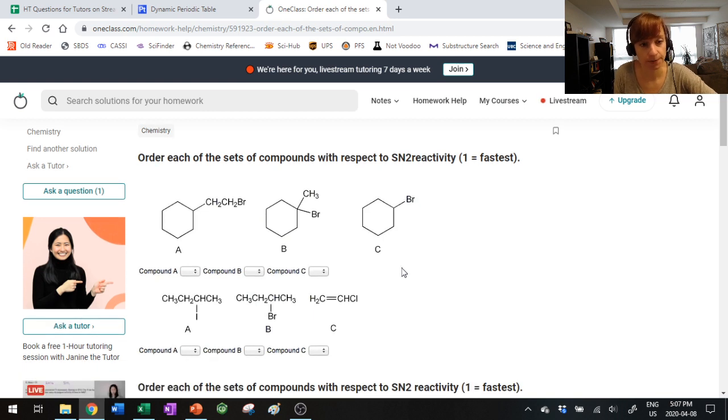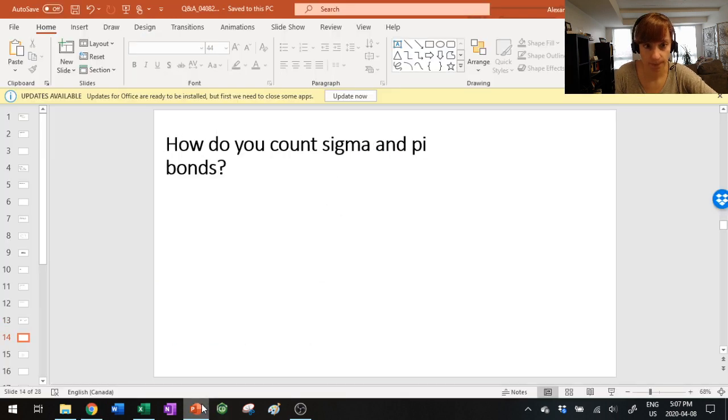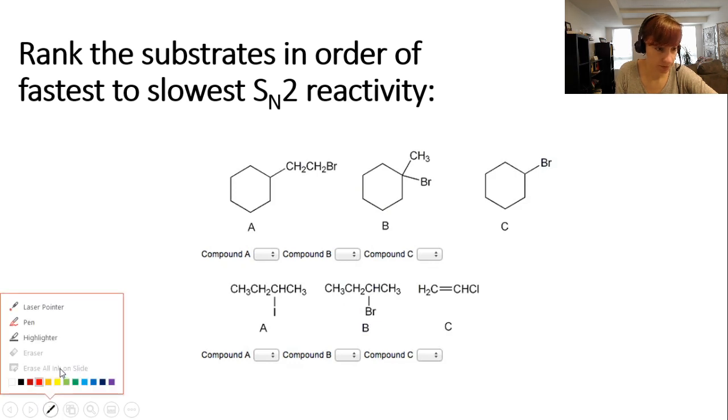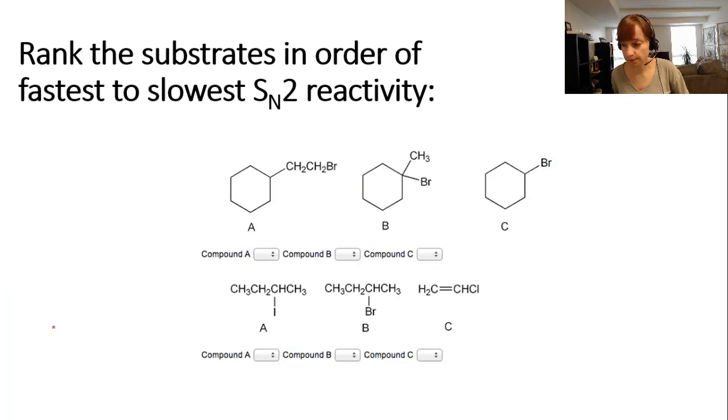So the next question is order each of the sets of compounds with respect to SN2 reactivity. So number 1 being the fastest and 3 being the slowest. So flip back to the PowerPoint. So this goes back to the previous question where we determined if it was SN1 or SN2. So SN2, the faster reactivity happens when it is primary. Not really. It's super slow. It would go through an SN1 mechanism faster than it would go through an SN2.